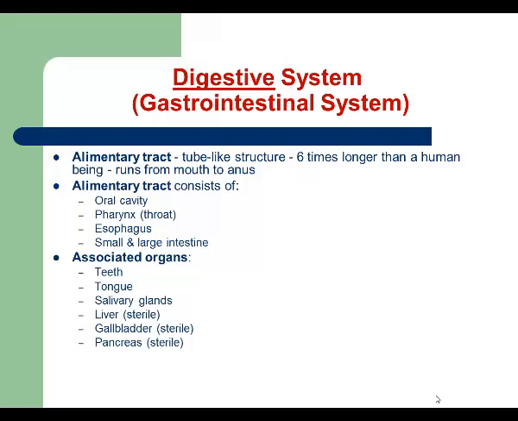The alimentary tract consists of the oral cavity, pharynx, esophagus, and small and large intestine. The associated organs are teeth, tongue, salivary glands, liver, gallbladder, and pancreas. Please remember, the last four, including the salivary glands, are essentially sterile.